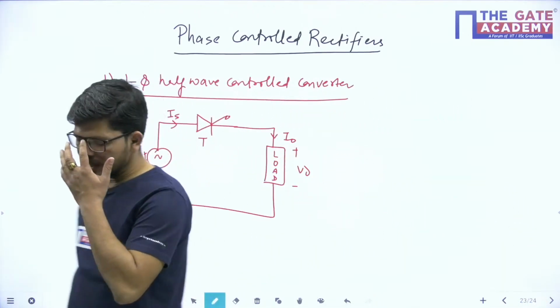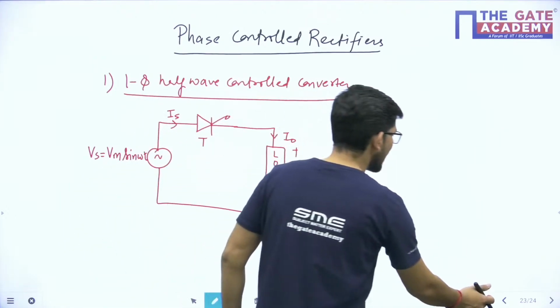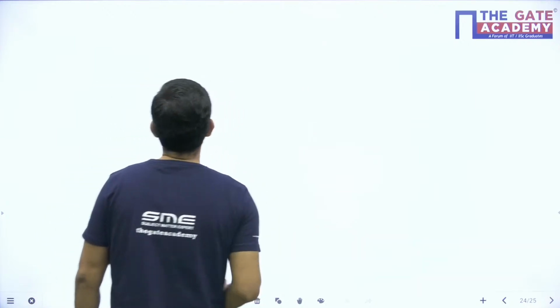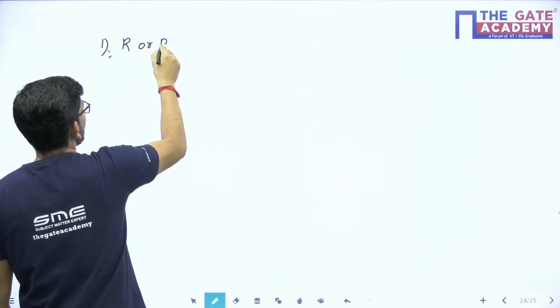Now in this particular case we have different loads with us. Suppose the load is R, we have different loads with us. So the first load is the R load.